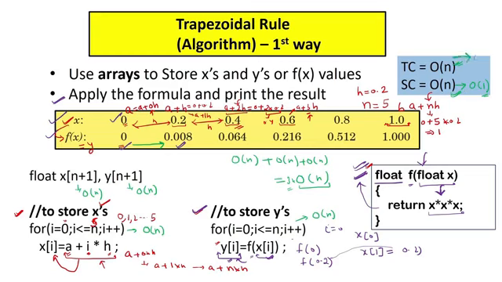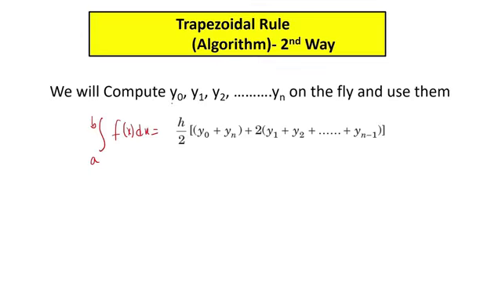Time complexity will remain as order of n in our second way also. So let's see what is the second way and how it is getting optimized. We will directly be computing these y0 to yn values, and we will directly be using them in our formula. I will not be using any extra arrays, that is the x and y arrays. Let's see how we can do that.